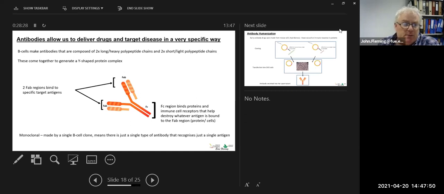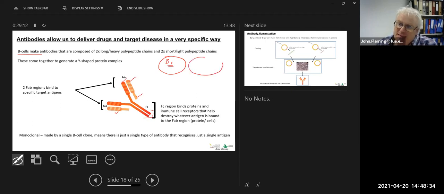Now, as you'll know from your immunology, antibodies are made by B cells. So an individual B cell clone has within its genome the genes that code for a heavy polypeptide chain and a light polypeptide chain. So these genes get transcribed and translated into protein, and then two heavy chains and two light chains come together in order to make this Y-shaped antibody. So a single B cell clone produces a single antibody that recognizes a specific target.